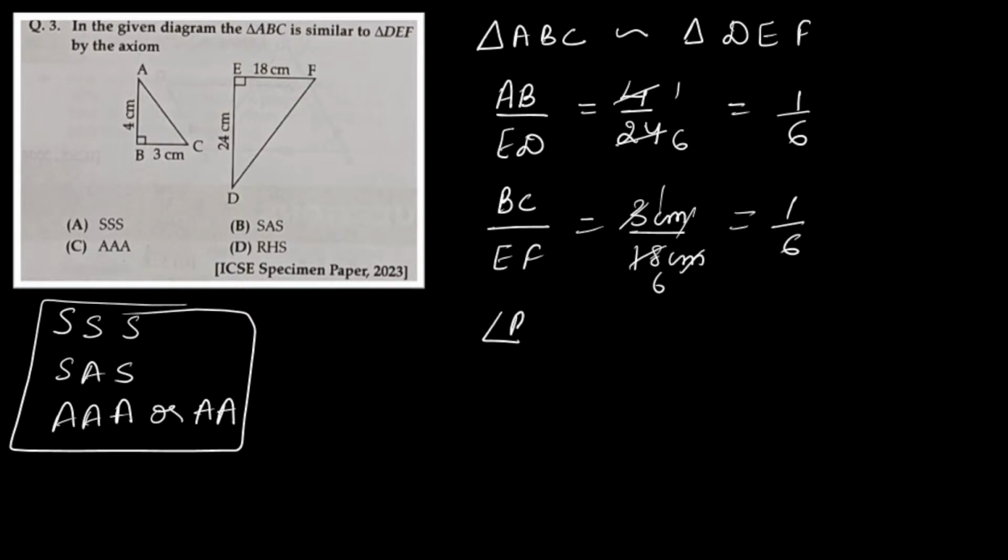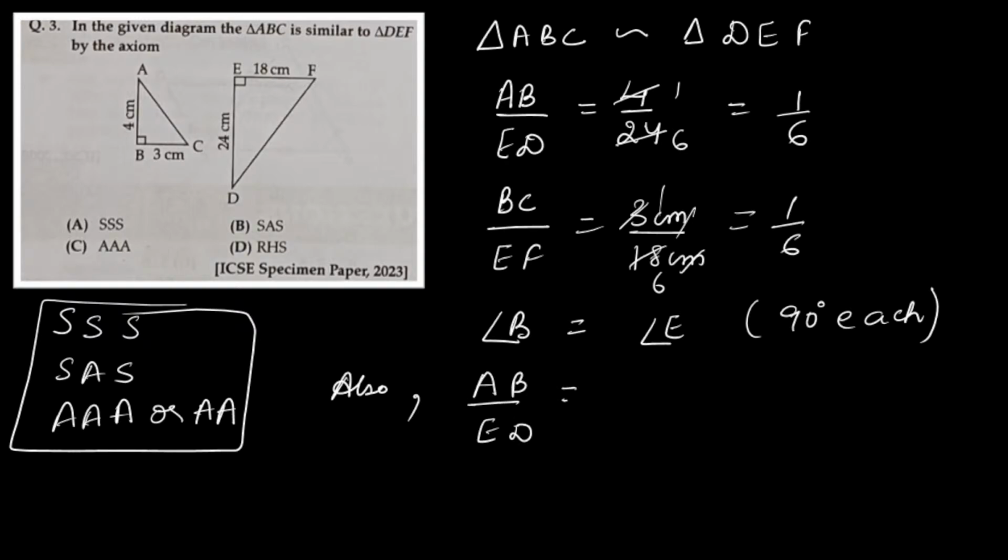Also angle B is equals to angle E. Why are they equal? 90 degrees. See, this symbol is of 90 degree. This is of 90 degree. So which rule? Angle ABC is equals to angle DEF, 90 degree, and two ratios are equal. When I am taking the ratio of the corresponding sides, I am getting AB by ED equals to BC by EF, both equals to 1 by 6. So then which rule? Yes, it is side angle side.